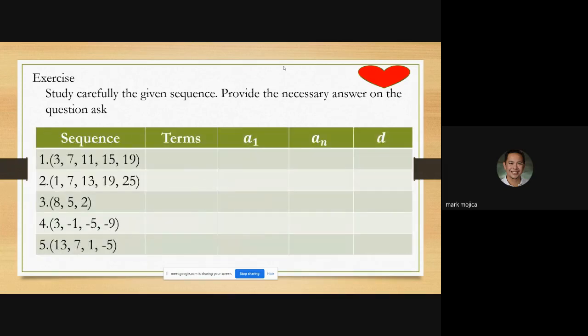So, here we have 1, 2, 3, 4, and 5. So, you have the sequence terms a sub 1, a sub 2, a sub n, and d. So, let me clarify what is a sub n. A sub n is the last term. Okay? So, pag nakita kanya a sub n, last term ang ibig sabihin yan. Lalo na pag hinahanap natin yung sequence. So, we are going to complete lang naman itong table na to. Okay? So, 1 minute will start now.